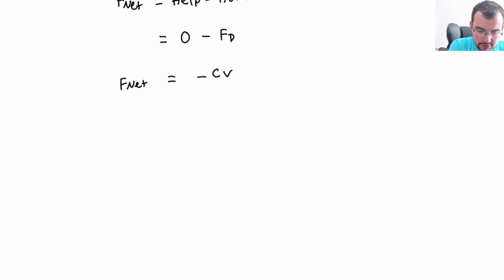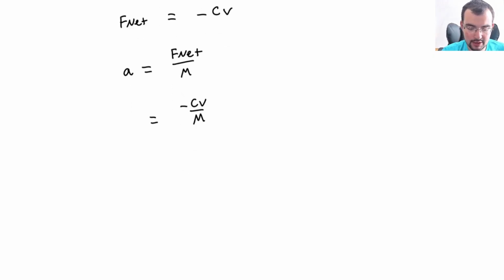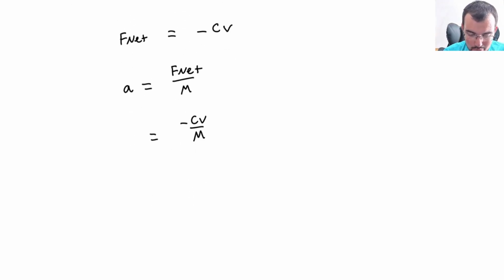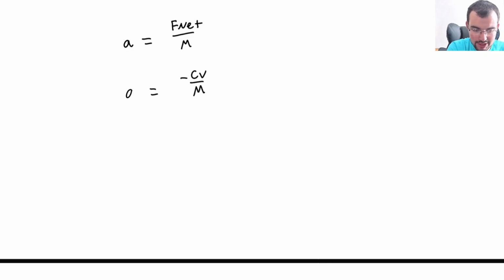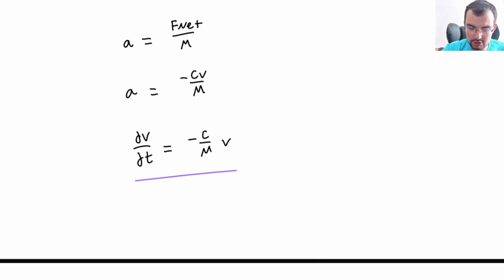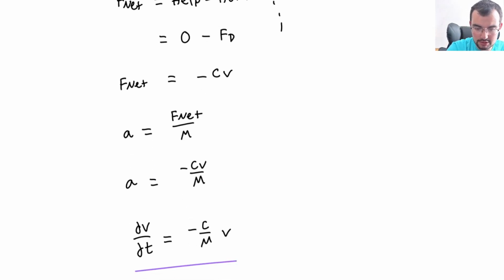F net is ma. Actually, I think we'll just use Newton's second law. Acceleration is F net divided by m. So the acceleration would be negative Cv divided by m. This is not a differential equation yet. It's just an equation. So we have to relate v and a using derivatives. Of course, a is the derivative of velocity. So I can write my differential equation as dv/dt equals negative C over m times v. Still not what we want. This is just the intermediate step.